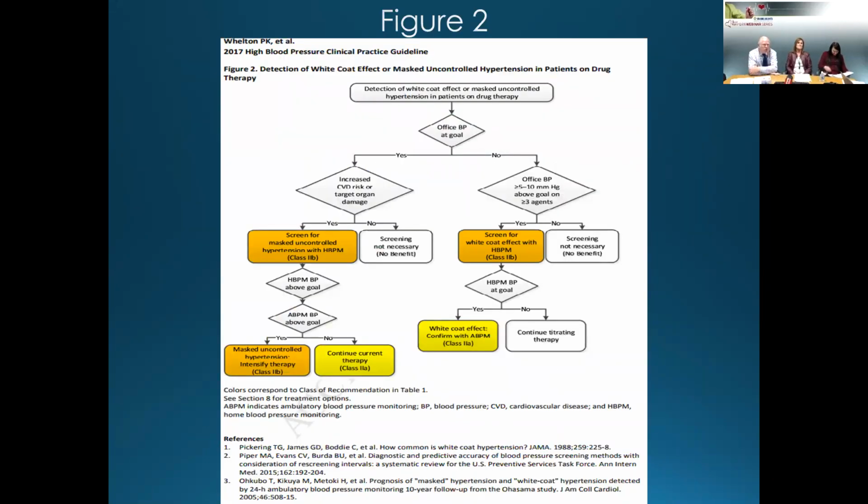This slide, which I'll also allow you to take a look at later in more detail, shows the ACC-AHA recommended algorithm for considering out-of-office blood pressure measurement to detect white coat effect and masked uncontrolled hypertension in treated patients. The previous slide was for untreated patients. This one is for treated patients. Again, detecting masked hypertension, where the blood pressure is higher out of the clinic than in the clinic, is most useful in patients with clinical cardiovascular disease or patients who are at high cardiovascular risk.